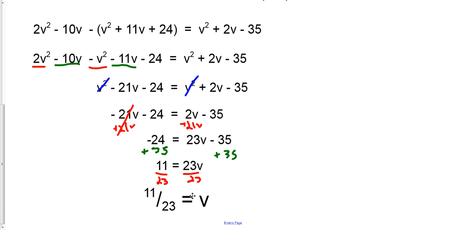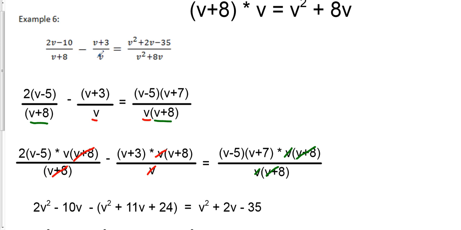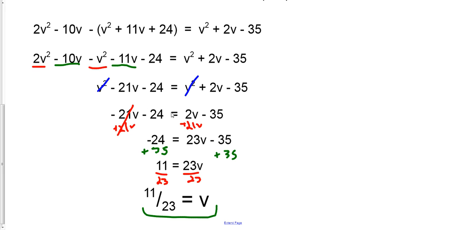So we'll have v equals 11/23. Now again, we always need to double check, make sure that's not an extraneous solution. Looking at the top, on this one, v cannot be -8. On this one, v cannot be 0. On this one, let's use the factored form. V can't be 0, v can't be -8. So we just can't have a v that is -8 or 0. This is neither of those, so this will be our end solution.